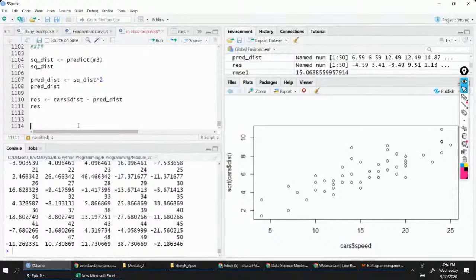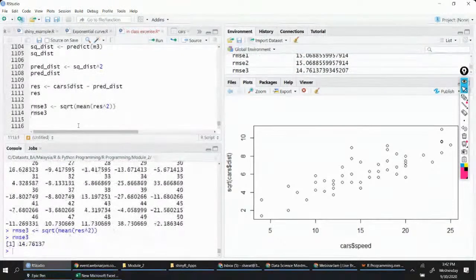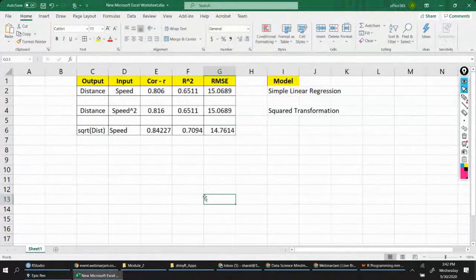So what we are doing here? You're taking RMSE3. I'm overriding the calculation there. I'm taking square root of mean of residual square. You square those errors, then take the mean, and finally take the square root. RMSE3, this one will become your valid value. So your RMSE is 14.76.